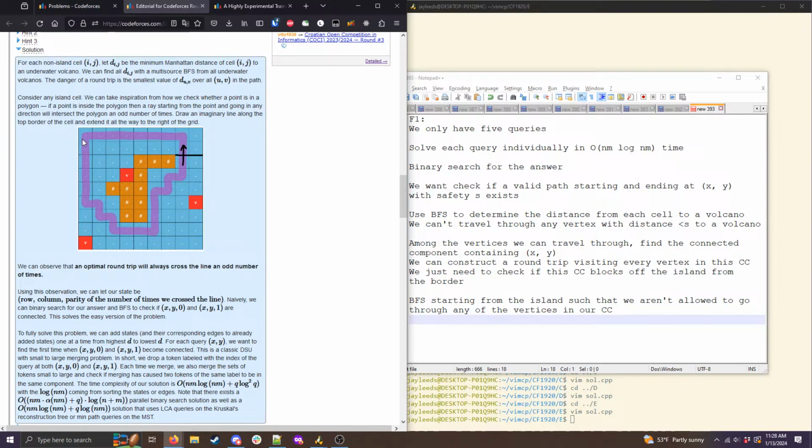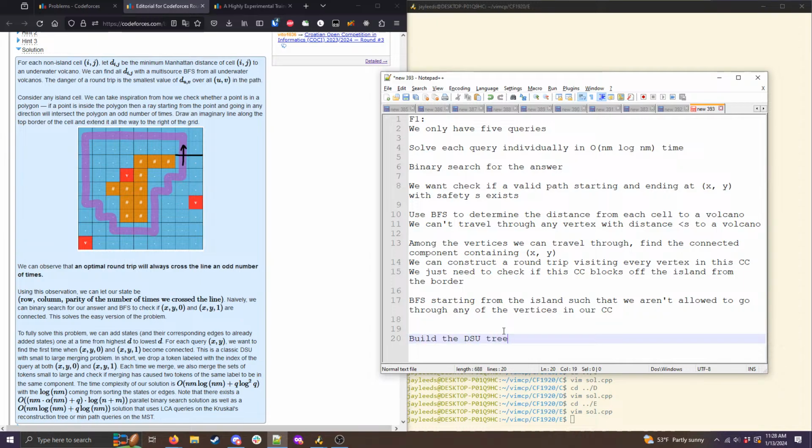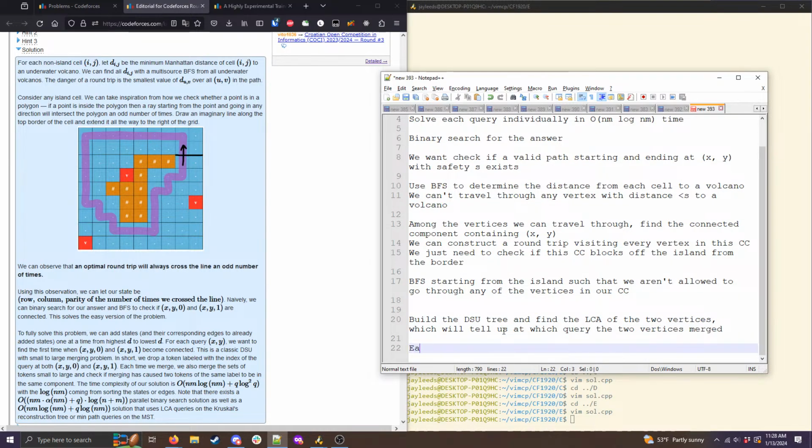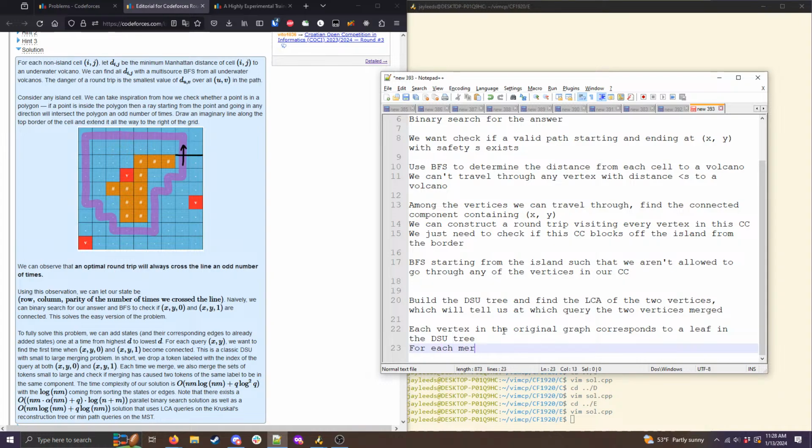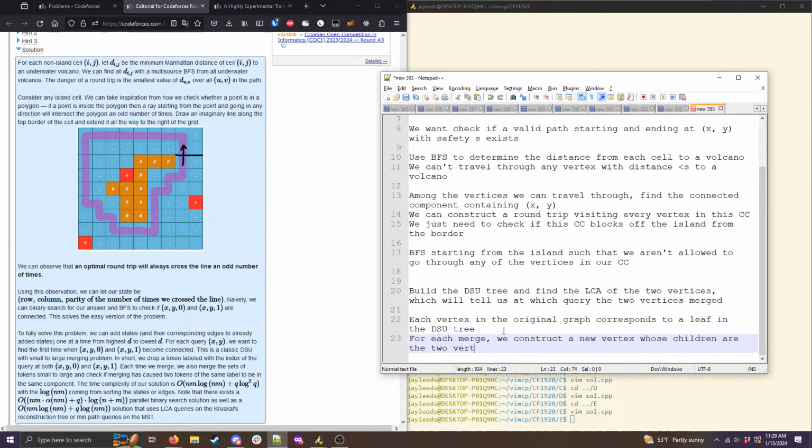Let's see. So anything else I need to say about it? The way we can do that, by the way, is we can build the DSU tree and find the LCA of the two vertices, and that LCA will tell us at which query the two vertices get merged. What I mean by the DSU tree is, each vertex in the original graph corresponds to a leaf in the DSU tree. And for each merge, we construct a new vertex whose children are the two vertices that were merged.